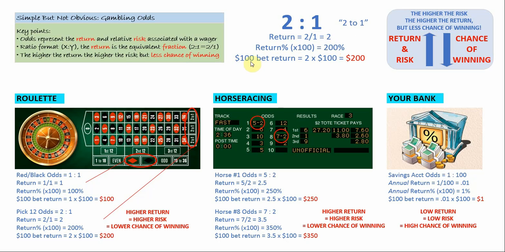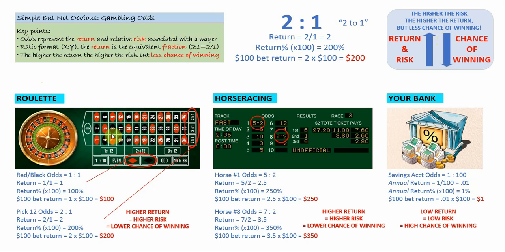So for example, for a $100 bet, the return is just your multiplier 2 times your bet, which is $200. So a $100 bet on 2 to 1 odds will get you $200. Now it's important to remember the third bullet here. The higher the return, the higher the risk, and then the less chance of winning. So as your return and risk go one direction up, your chance of winning goes down. And such is life, right? Now let's move on to the games.